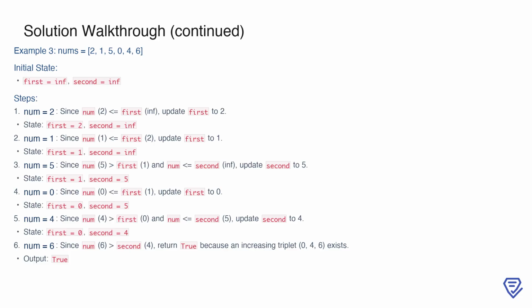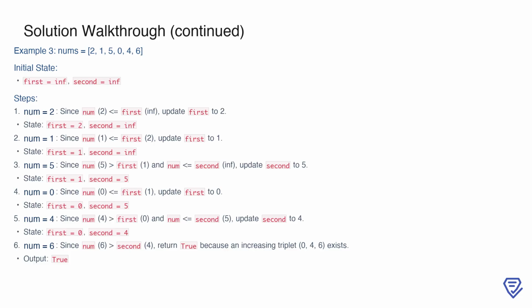For number equals 2, since it is less than or equal to first, we update first to 2. The state becomes first equals 2, second equals inf. Next, for number equals 1, it is less than or equal to first, so we update first to 1, resulting in the state first equals 1, second equals inf.